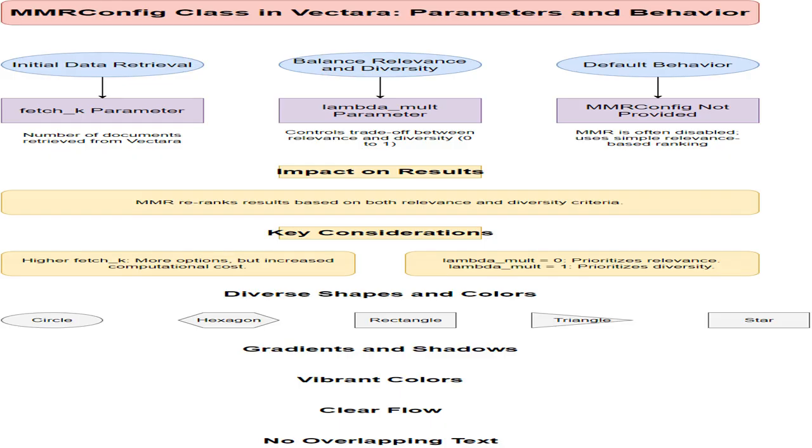With a higher fetch_k setting, MMR has more documents to consider during re-ranking, which can potentially lead to better results. However, it also increases the computational cost because MMR needs to process more documents. When lambda_mult is set to 0, relevance is the priority. When lambda_mult is set to 1, diversity takes precedence. It's a direct trade-off between the two factors.